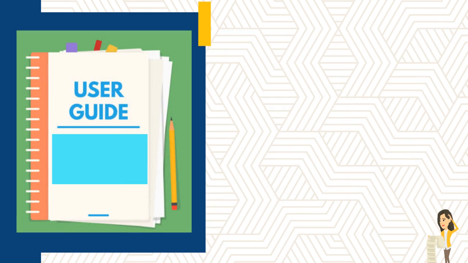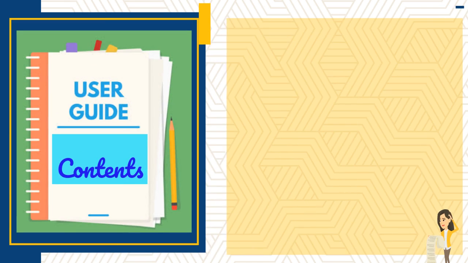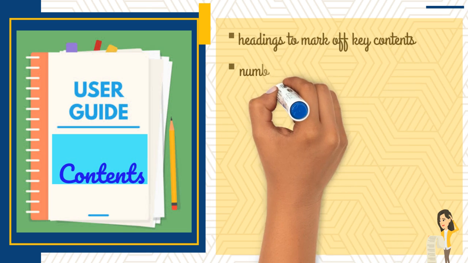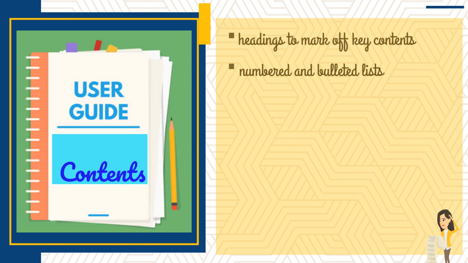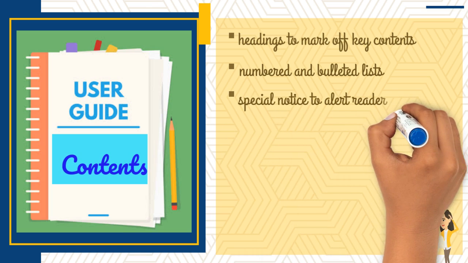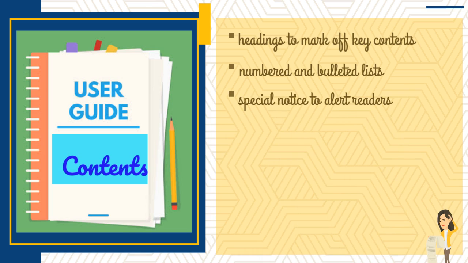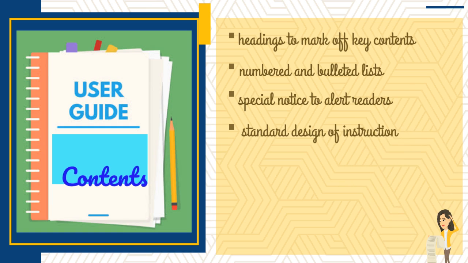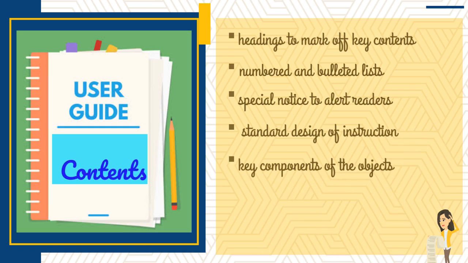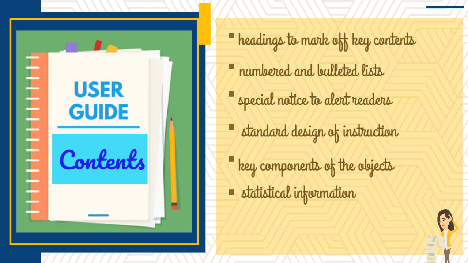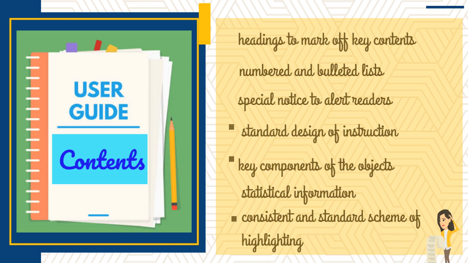Here are some of the user guide content characteristics. Use headings to mark off key components of the information so that readers can find it quickly. Use numbered and bulleted lists to help readers scan information quickly. Use special notices such as warnings, cautions, and notes to alert readers. Use the standard designs of instruction. This means task-oriented headings that show readers key components of the objects they will be working with. Provide statistical information and other such details in easy-to-access table form. And lastly, use a consistent and standard scheme of highlighting.